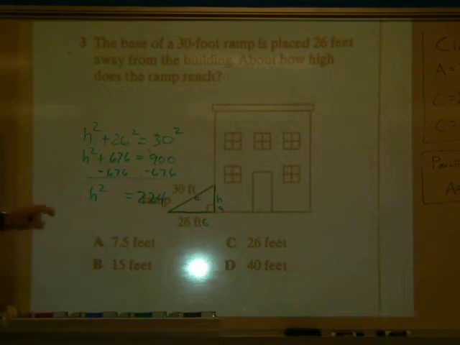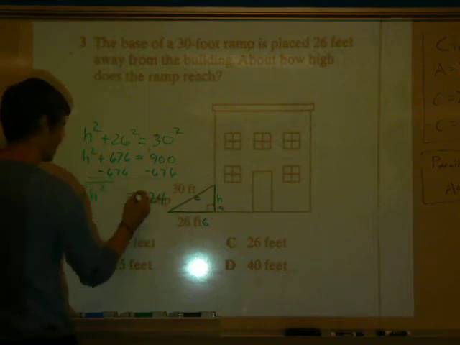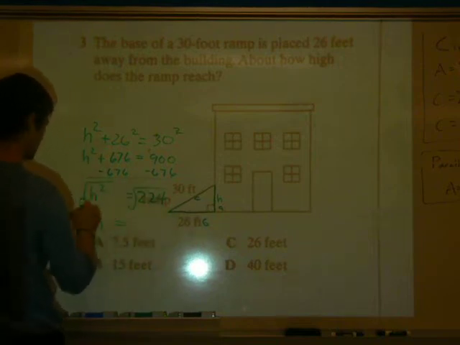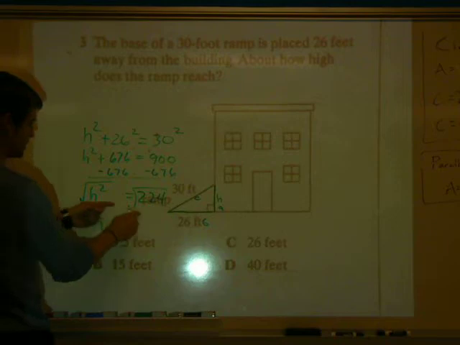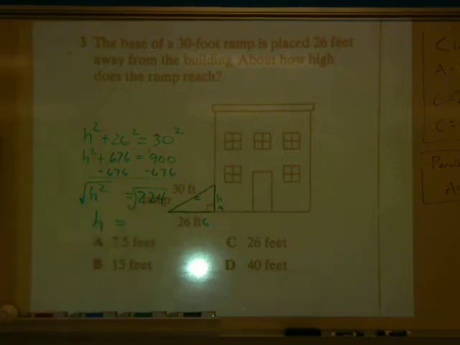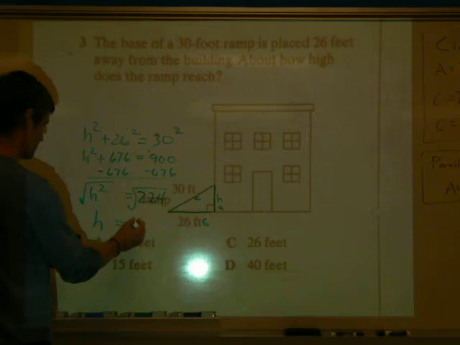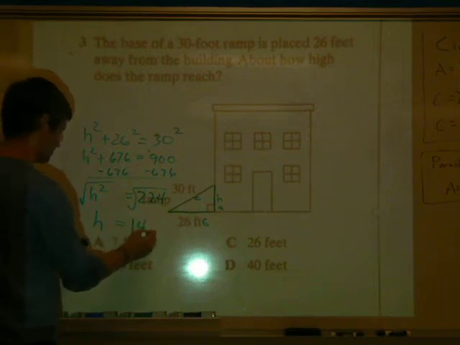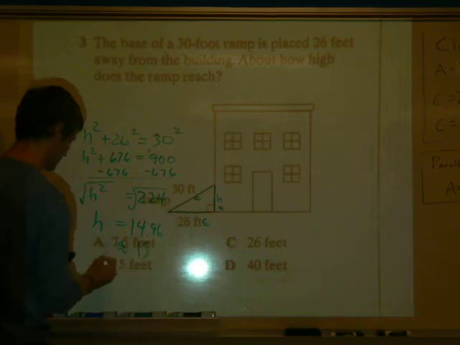Alright, 224. Now, how do we get this H alone? If we want to get rid of a square, we take the square root. So H, wherever the square root of H squared is H, equals the square root of 224. Let me go to my calculator. You can do that as well on your calculator. It's going to be about 14.96, which is approximately 15, which is answer choice B.